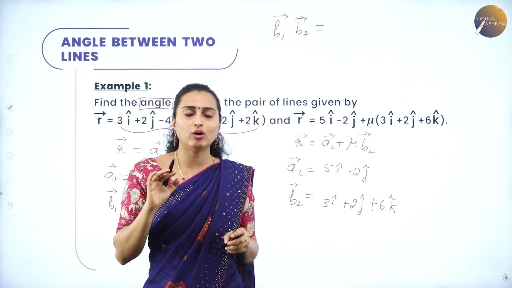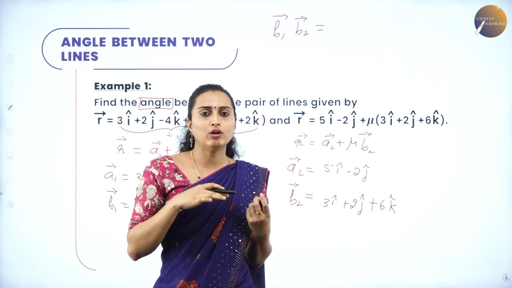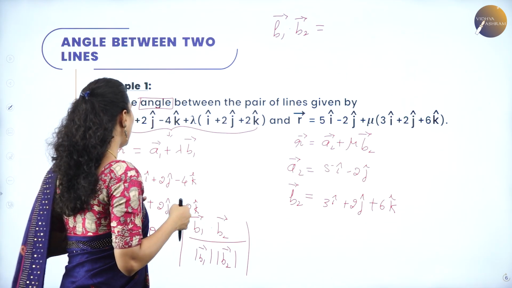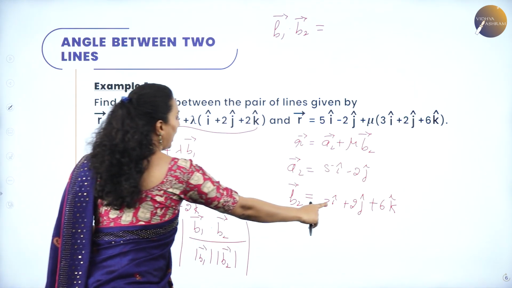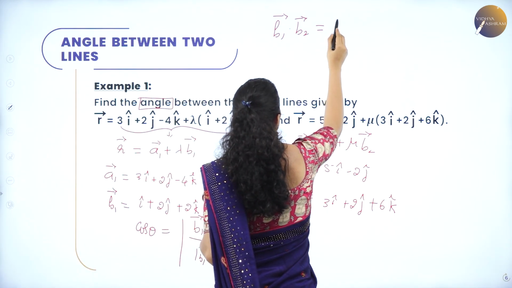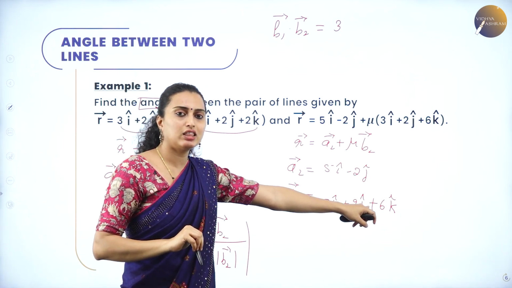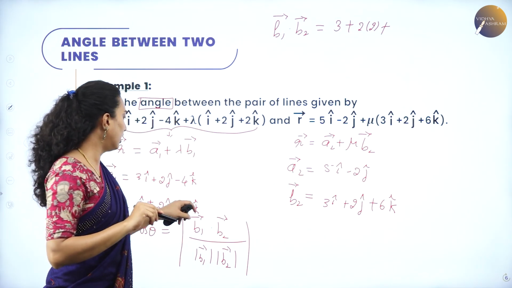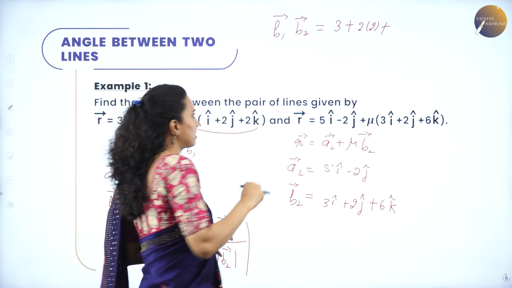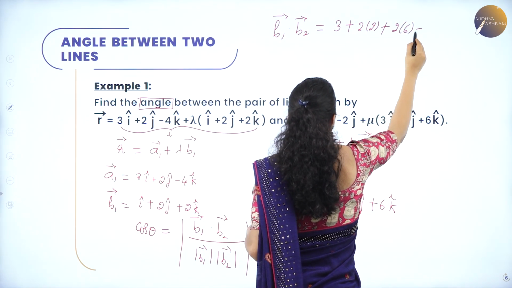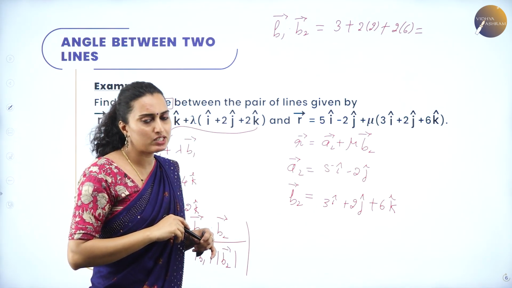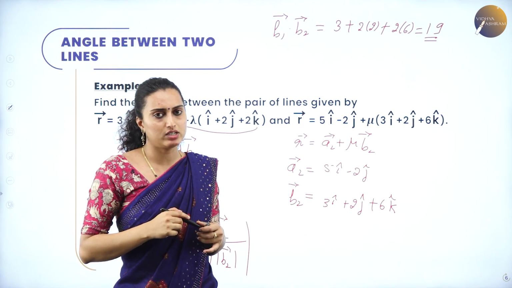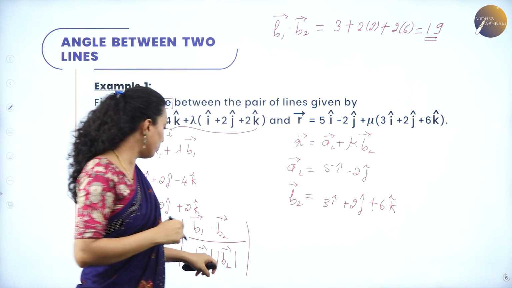So, i dot i, j dot j, k dot k gives you the value 1, while i dot any other unit vector, j dot any other unit vector or k dot any other unit vector gives you 0. Here, concentrate on b1 and b2. i dot i is 1, 1 into 3 is 3. Plus 2 into 2, j dot j is 1, so 4. Plus 2 into 6, k dot k is 1, so 12. So 12 plus 4 is 16, 16 plus 3 is 19. Therefore, note down, dears, b1 dot b2 vector gives you the value 19. Next, we have to move to the magnitude of b1.